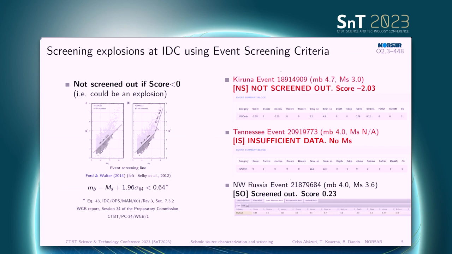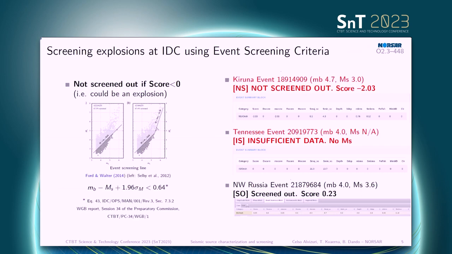The IDC uses the so-called event screening criteria. For the Kiruna event, they reported a score of negative 2.03, so it cannot be screened out as an explosive event. On the other hand, the Tennessee event was not properly screened because they had insufficient data. To compute this event, they needed surface wave magnitudes, but they were not able to compute them. And the third event was properly screened out. So what is going on?